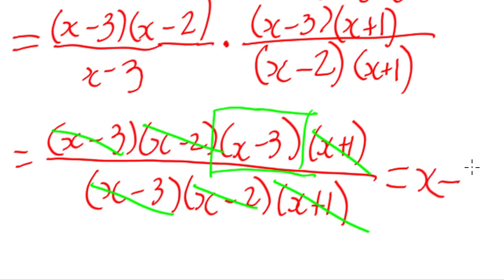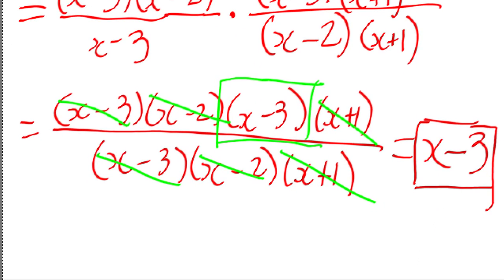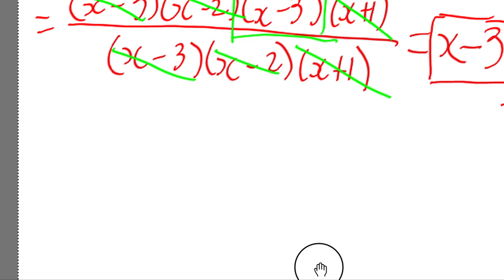Who would have thought it would be x minus 3? Try to imagine if you did not use factorization. You would end up with something of degree 4 in the numerator and degree 3 in the denominator. But it turns out to be x minus 3, which makes our lives easier and better.